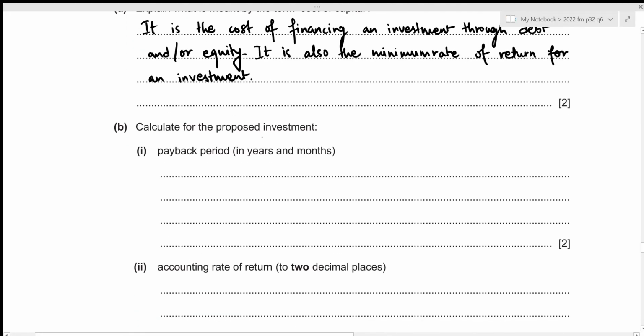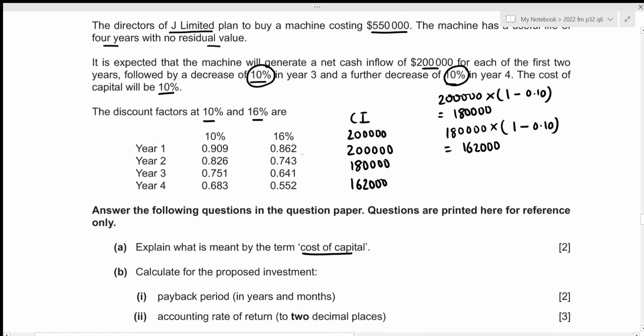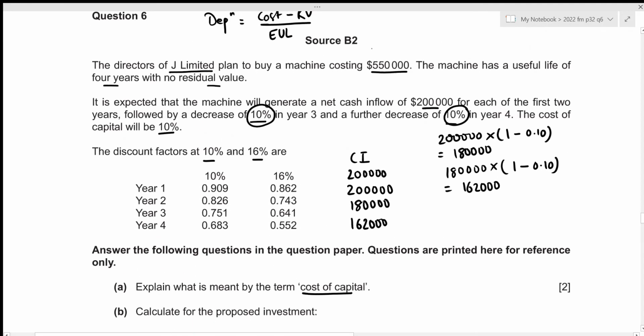Now, for the proposed investment, we need to calculate the payback period in years and months. So payback period is just the amount of time in which our initial investment will be returned. So let's have a look above. So we need to purchase the machine costing 550,000. So this is our initial investment. Then we can see that in the first year, we get 200,000 back, which means that now our remaining initial investment is just going to be 550,000 minus 200,000, which is 350,000.